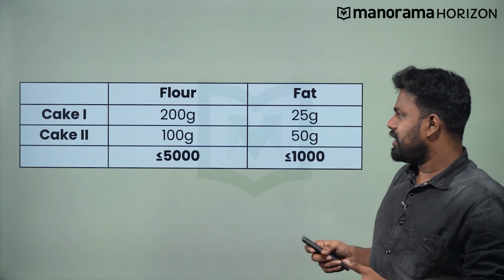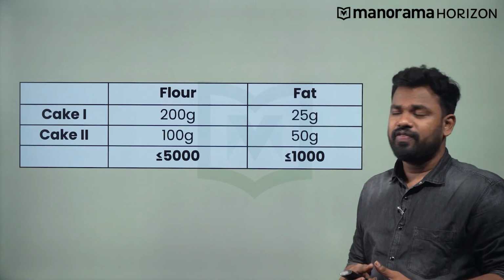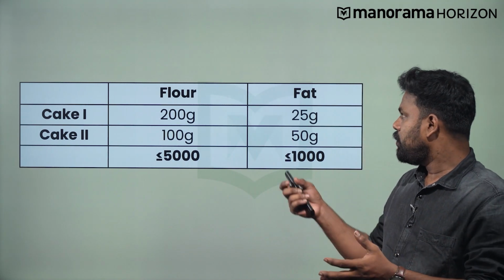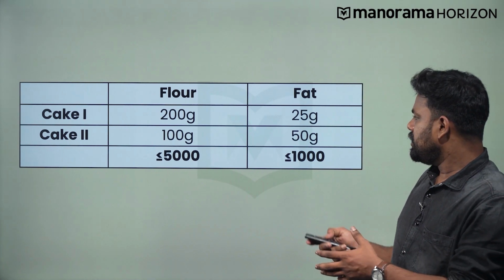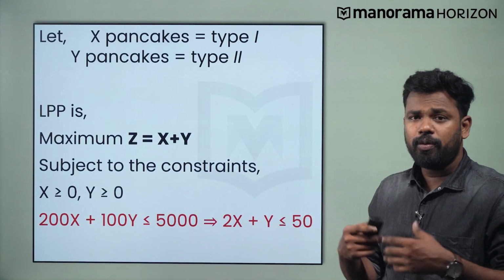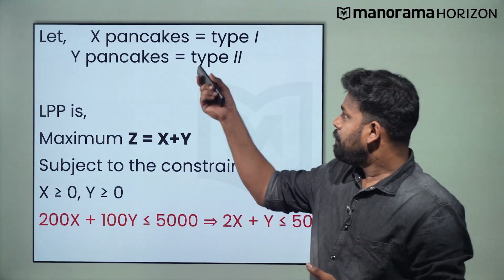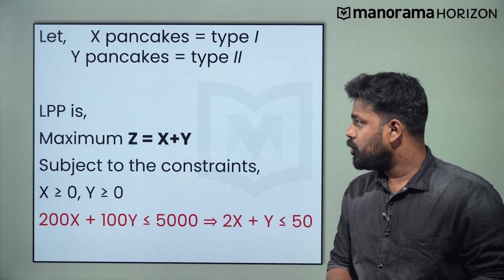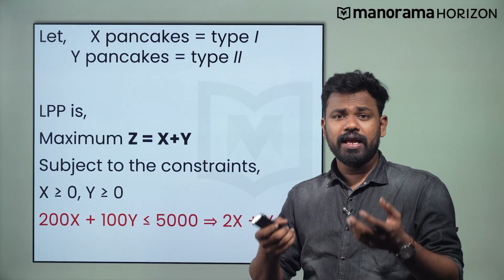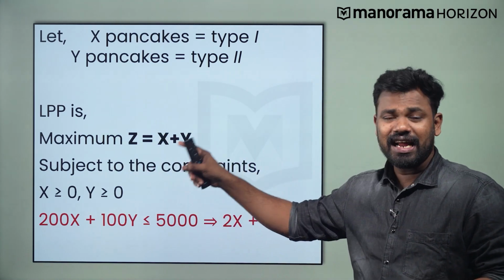So there is a lot here, right? You have some quantities in flour, then you have fat, and then you have the total amount that should be less than 5,000, something like that. When you look at all this, you can see that you have to formulate a linear programming problem. There are pancakes, so I take x pancakes as type 1 and y pancakes as type 2. My LPP, or linear programming problem, here is to maximize Z, that is x plus y.